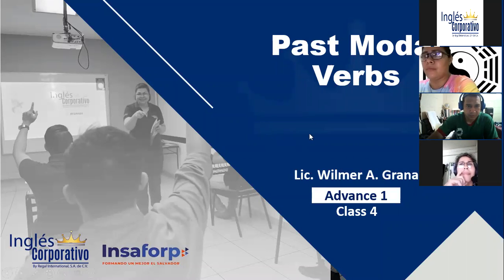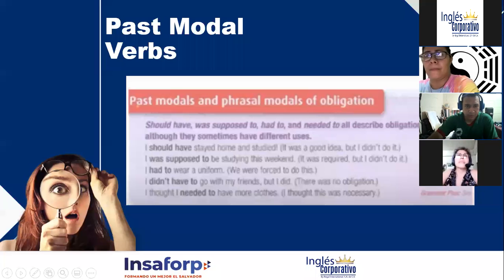First of all, we want to see this screenshot that I took from the platform, where we want to see what the past modal verbs are and also the phrasal modals of obligation. As you know, in the platform, you have an exercise, you have a video that we're going to watch tonight. In there, we have some phrases like should have, was supposed to, had to, and need to. All those phrasal modal verbs are in the past. Also, they can have different uses in English.